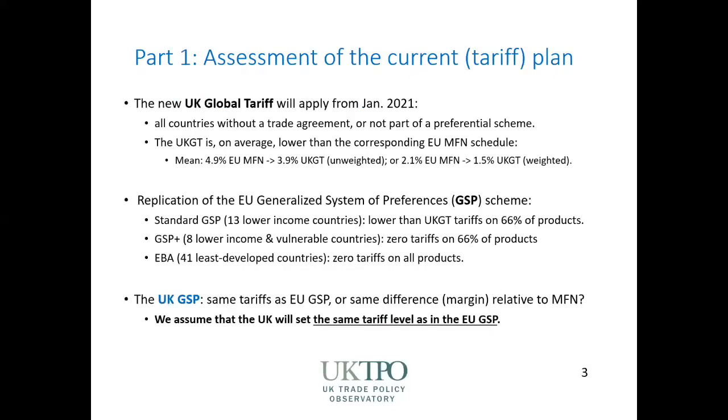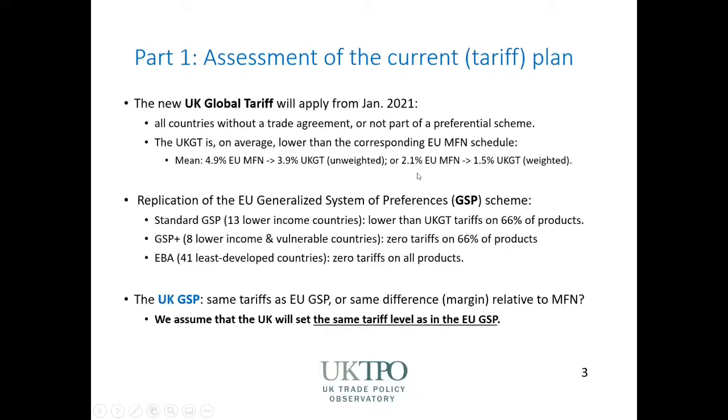Okay, let me start with the assessment of how the tariffs that developing countries will face in the UK will affect their trade. As mentioned, the new UK Global Tariff will apply from January 2021. This is the new most favored nation regime that will apply to all imports from the countries with whom the UK does not have a trade agreement and that are also not part of a preferential scheme. Now, the UKGT is actually quite similar to the EU MFN, although its level, as Ian already said, is a bit lower than the EU MFN. So the average difference, if you take just the simple mean of the tariff, is about 1 percentage point between the EU MFN and the UKGT.